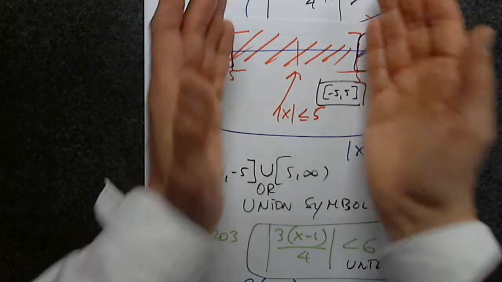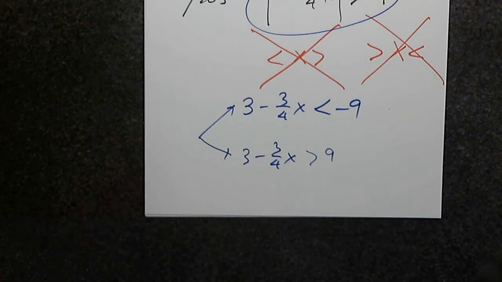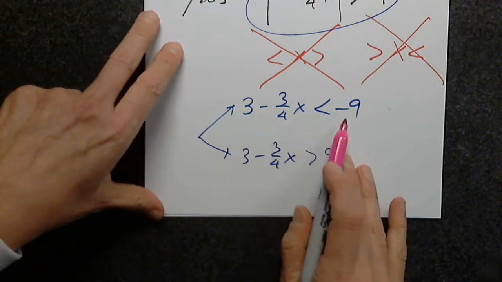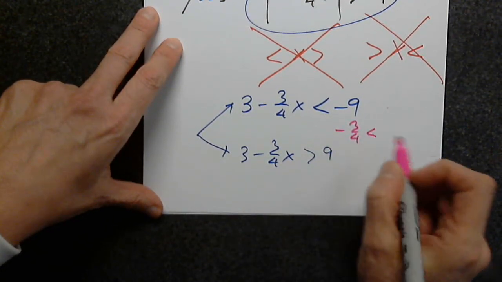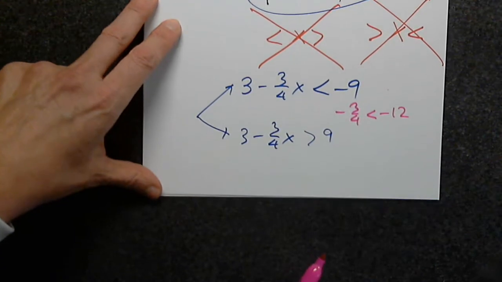Is that better? And that's for the absolute value is greater than. Yes. Very good. So now I will subtract 3 from both sides. So negative 3/4 x is less than negative 12.